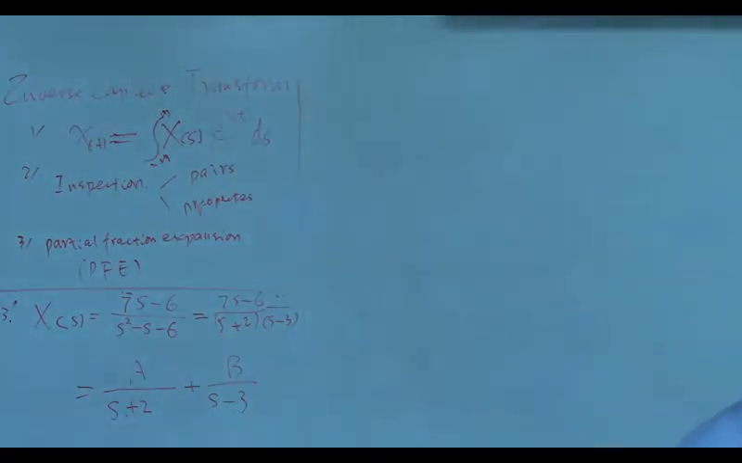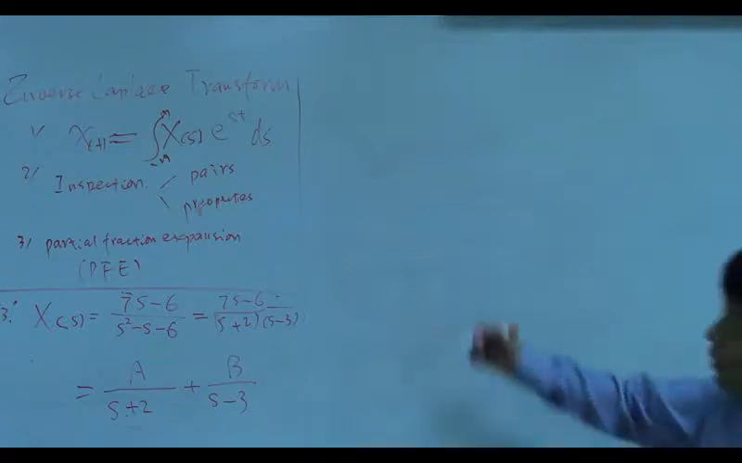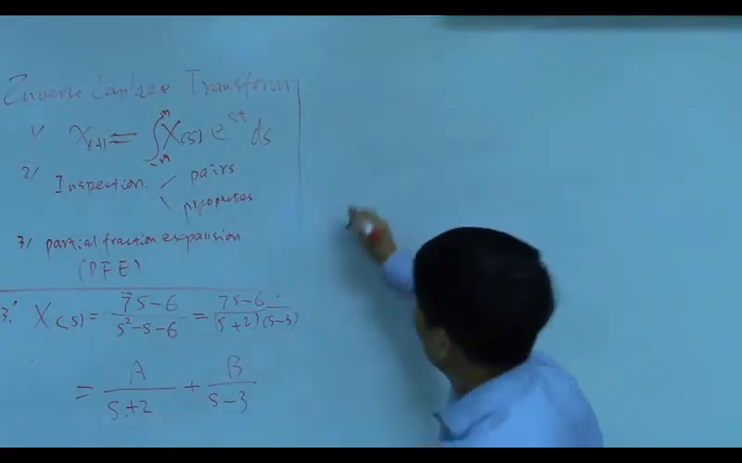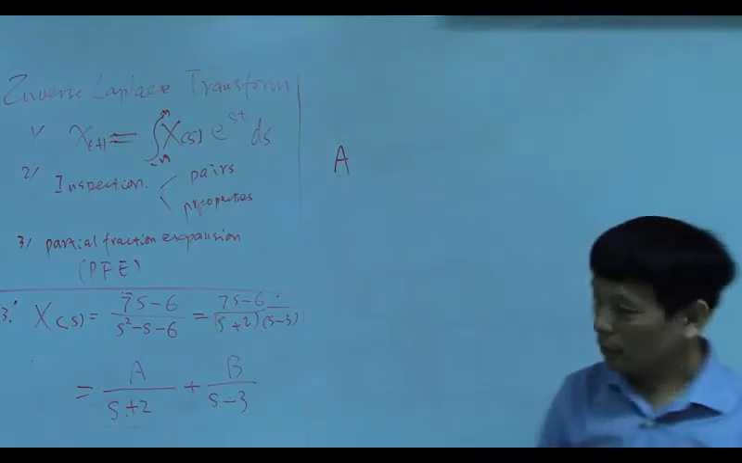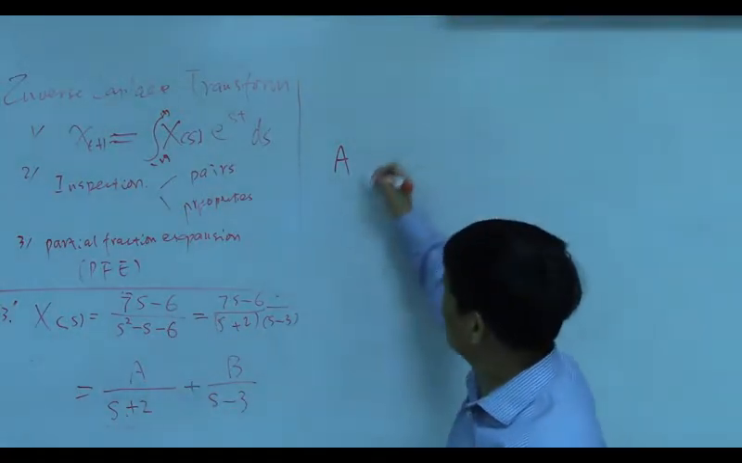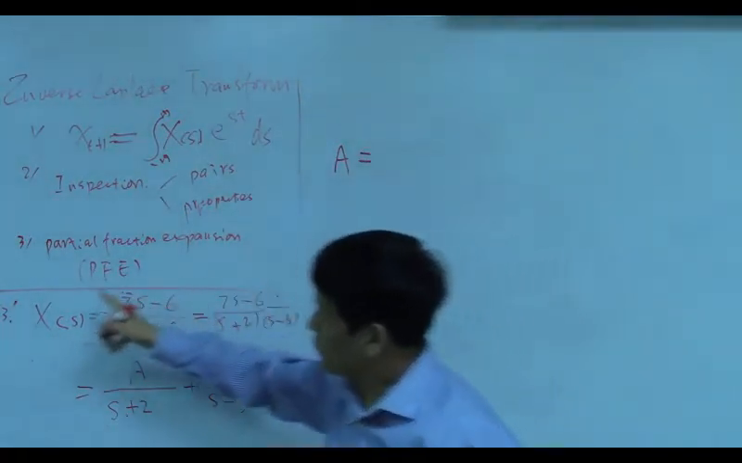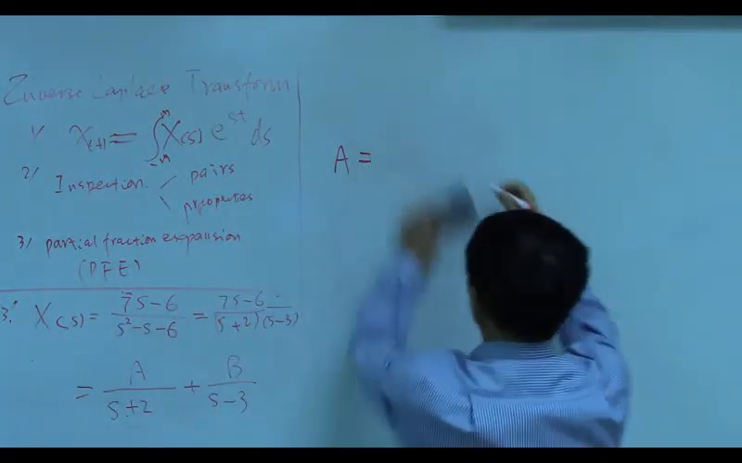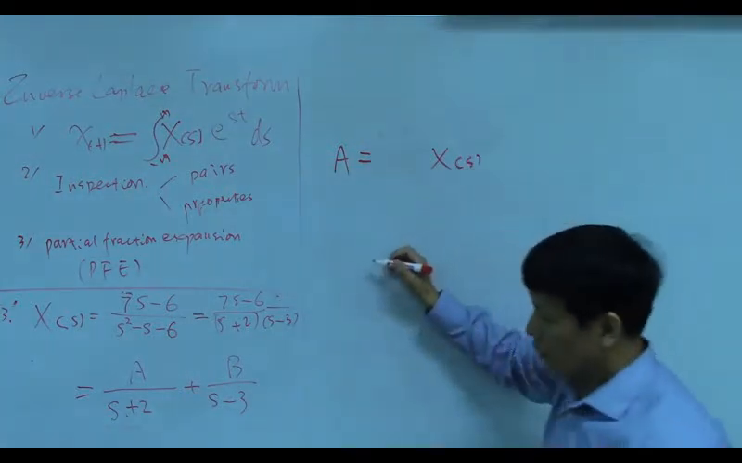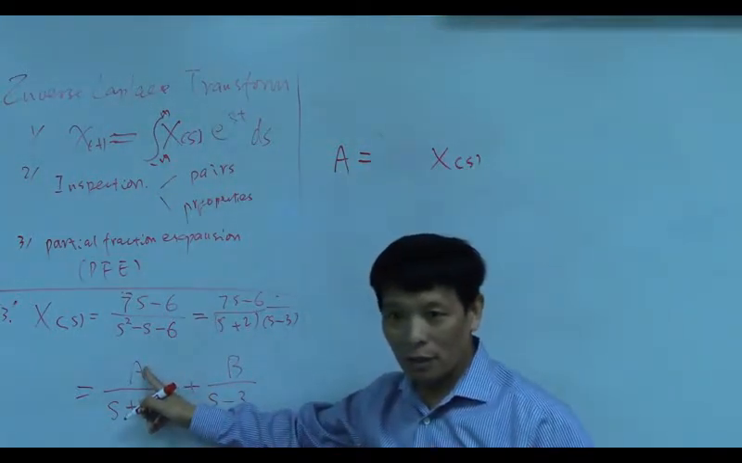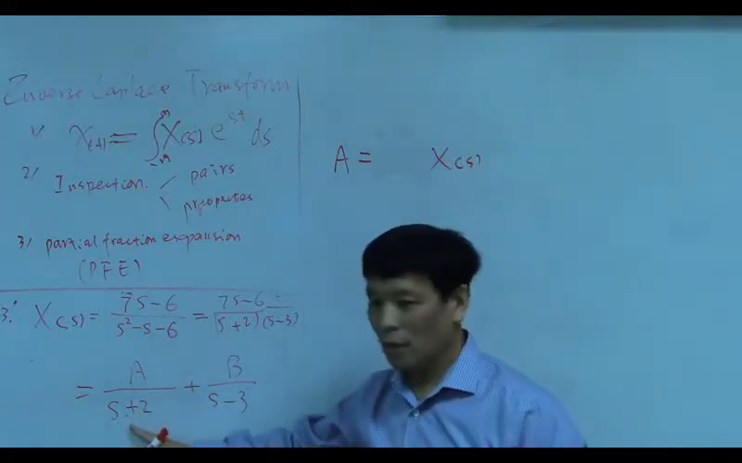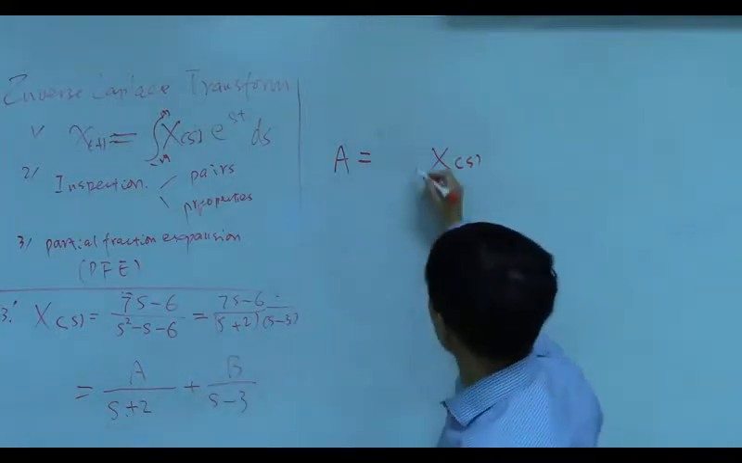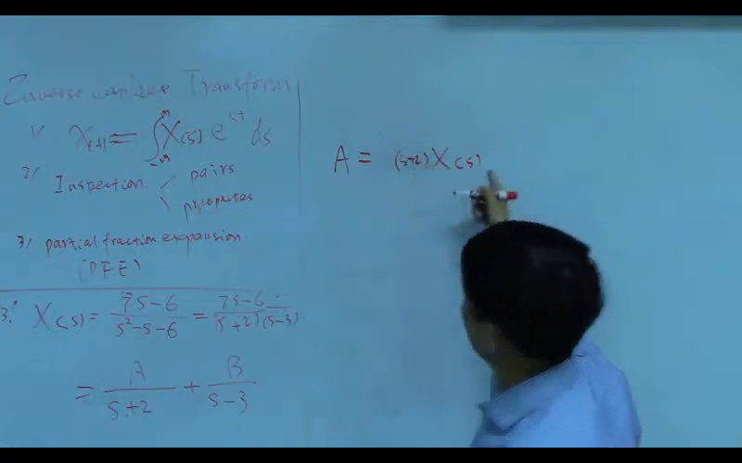Again, there are lots of ways to do this. If you look online, YouTube or anywhere, there are lots of ways. Again, my favorite way is when we calculate A, A will be equal to the original X(s). I'll put it right here. Then we are looking for A, right? So I will multiply by s plus 2.